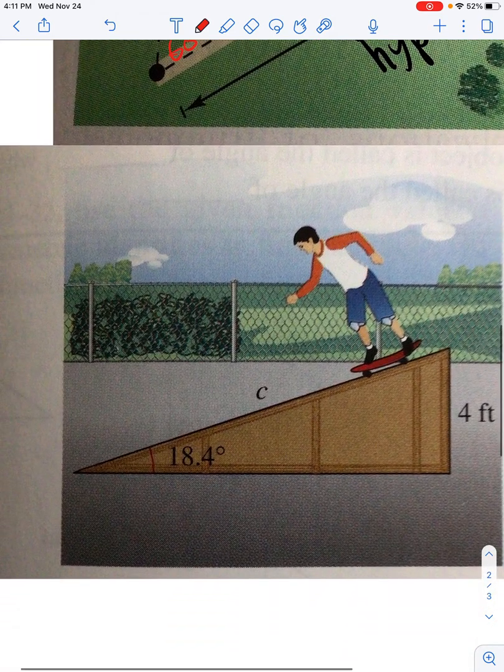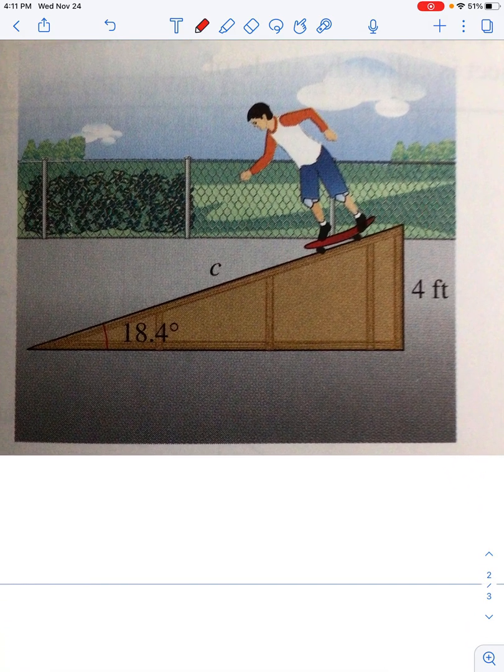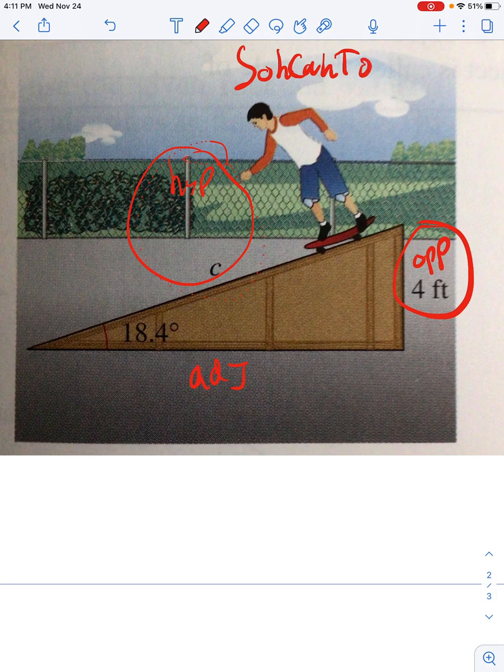Okay, let's keep going. A skateboarder: find the length of the skateboard ramp shown below. So again, trying to find c. What do we know? This is the opposite side, this is the hypotenuse, and this would be adjacent. I don't necessarily care about adjacent. I do want to use this opposite, and this is my goal to figure out. So what is opposite and hypotenuse? Opposite and hypotenuse is sine.